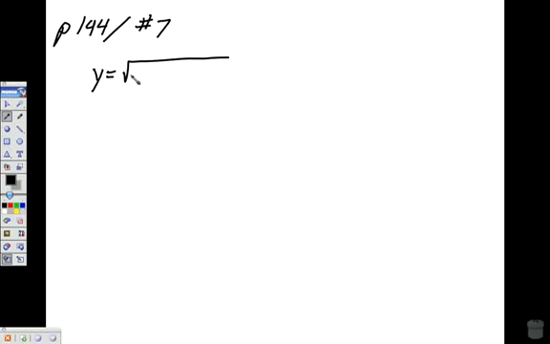Hey, let's look at number 27 on page 194. We're looking for the extreme values of the function y equals the square root of 3 plus 2x minus x squared.